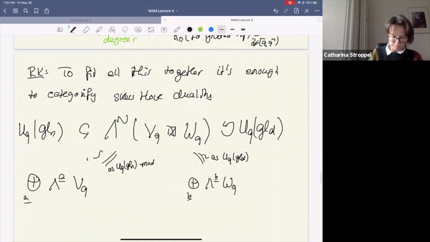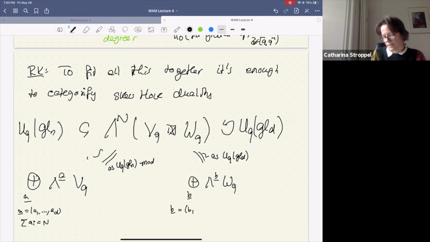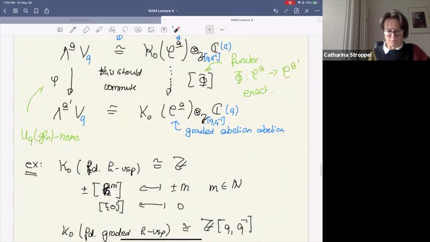The sum is over A, where A is a tuple of length D, and the sum of the entries is N. And here B was a tuple of length N, and the sum of the entries was N. Okay. And in particular, in this sum, we have all possible wedges. So if you can categorify these and the morphisms between them, of course, we solve our problem from above.